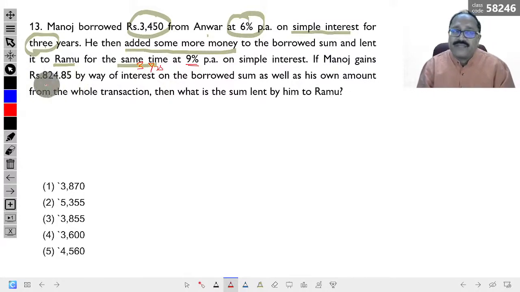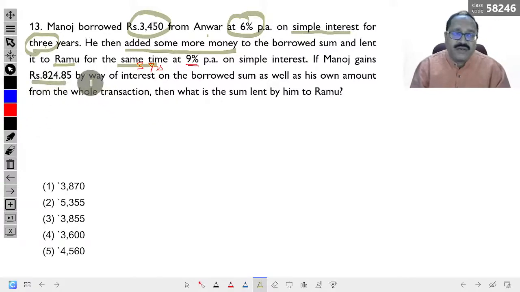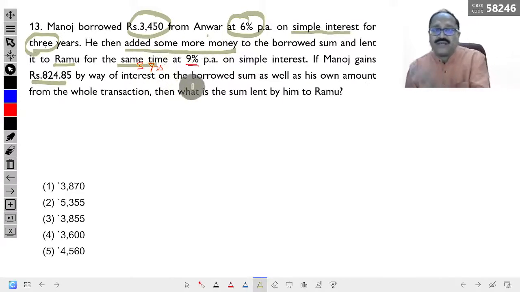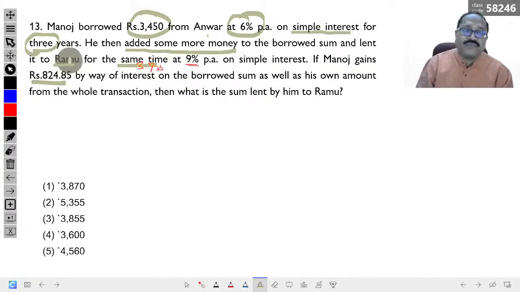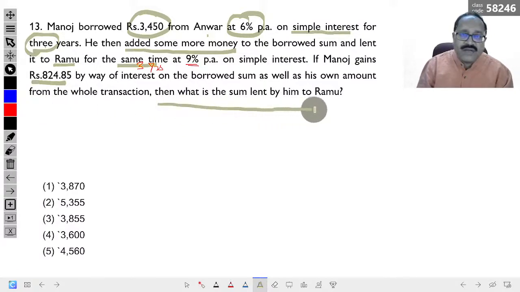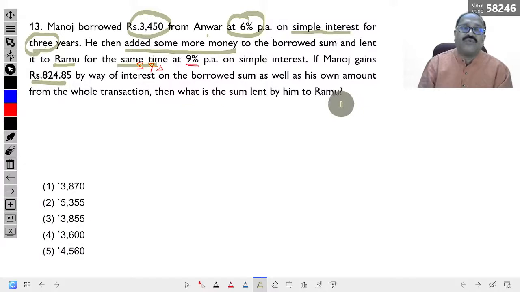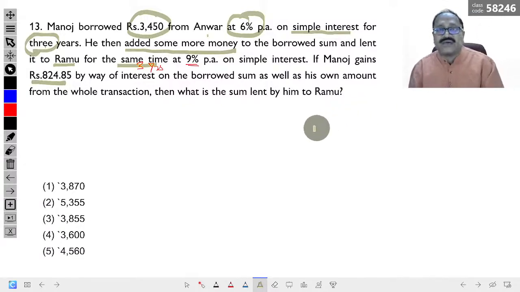Now Manoj's gain is rupees 8,824.85. This is the gain of Manoj by way of interest on the borrowed sum as well as his own amount, because he added some money to the borrowed one and then lent it to Ramu. What is the question? Then what is the sum lent by him to Ramu? How much money did he give to Ramu?